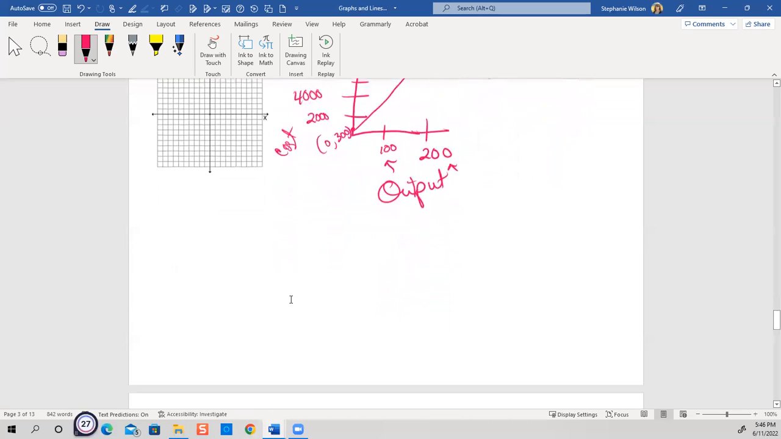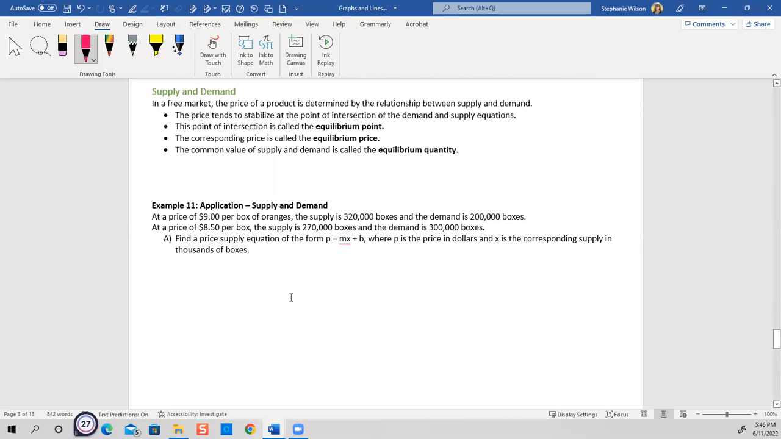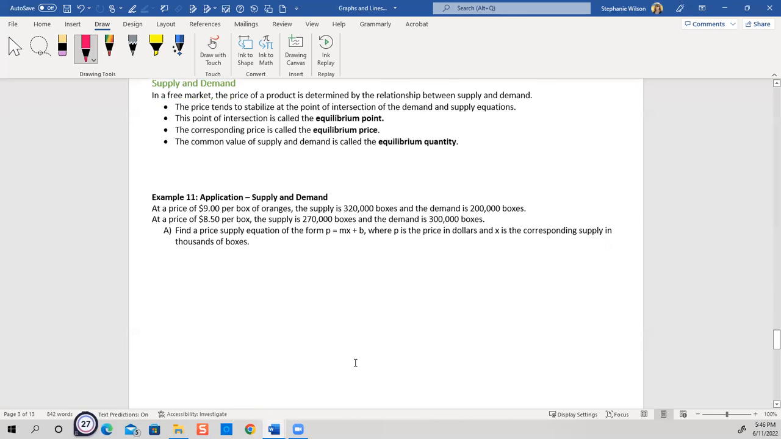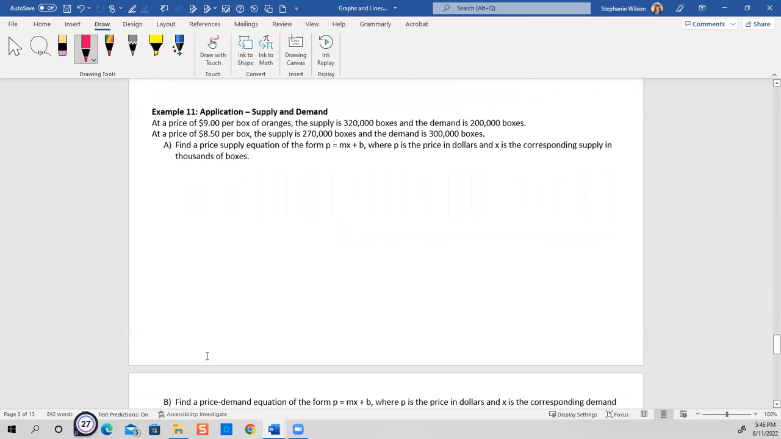All right, so let's do another application problem. Supply and demand. In a free marketplace, the price of a product is determined by the relationship between supply and demand. The price tends to stabilize at the point of intersection of the demand and supply equations. That point of intersection is called the equilibrium point. The corresponding price is called the equilibrium price, and the common value of the supply and demand is called the equilibrium quantity.